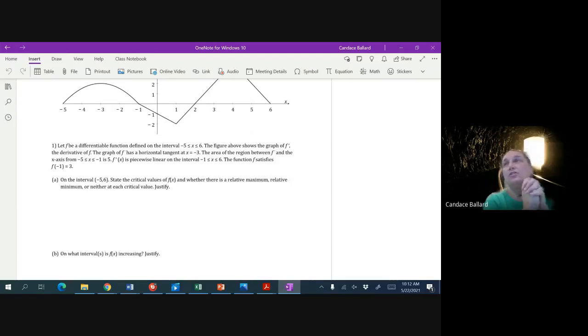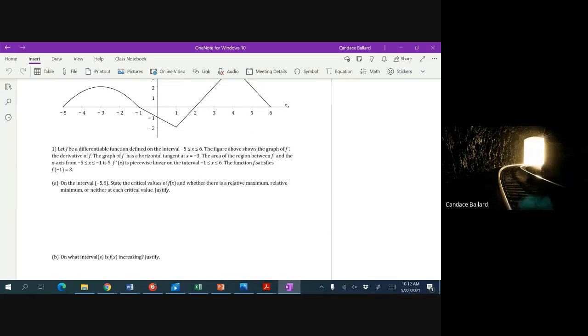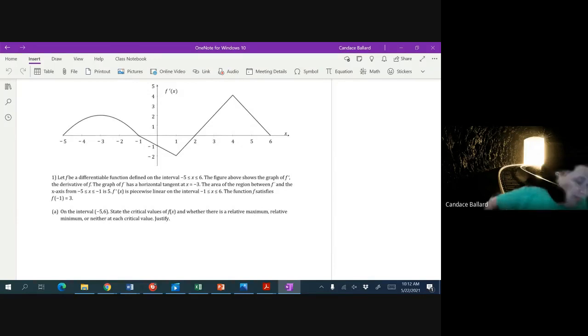That a sign chart is just a tool. We don't get to use it for our explanation, but it can help us plan our explanations, kind of like the rough draft of an essay. All right. So first thing I'm noticing, I've got a differentiable function defined on the interval between -5 and 6.